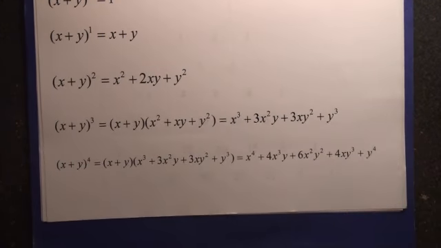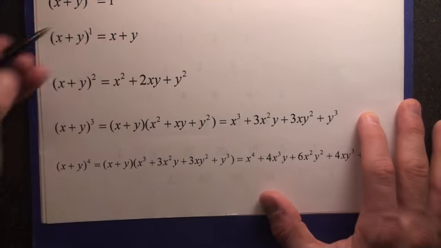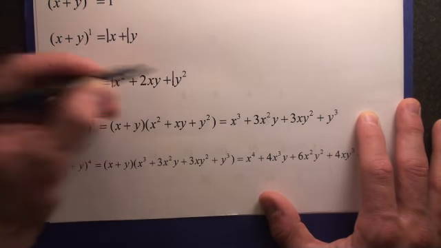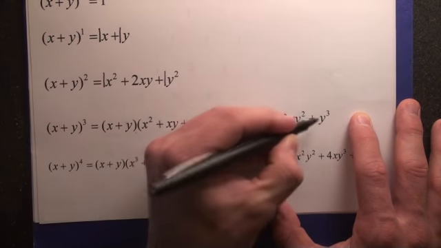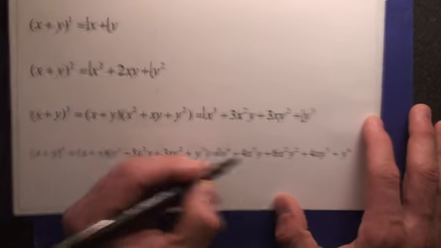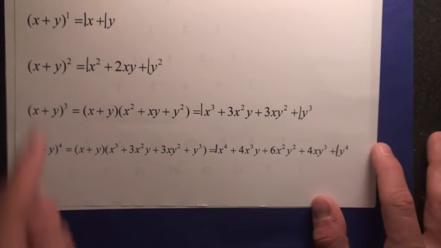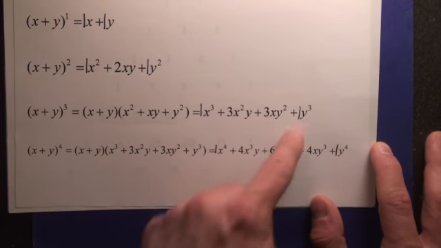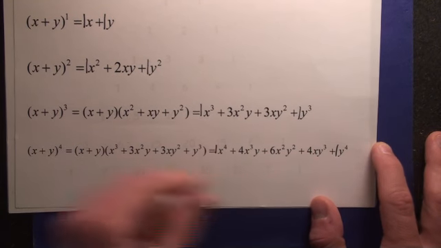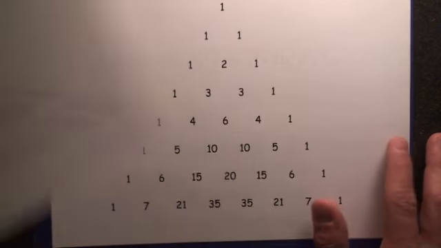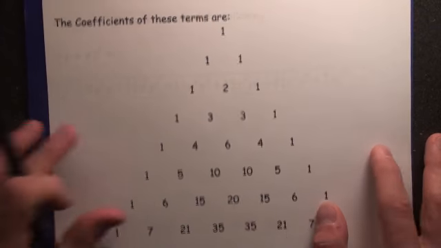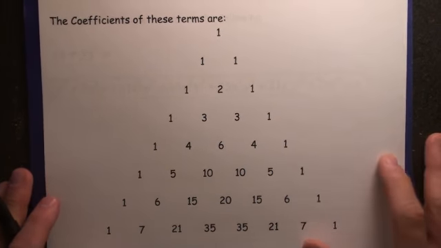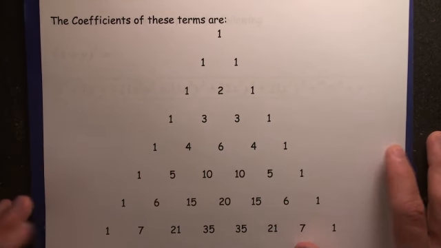Now, as it turns out, each of these coefficients, if you were to take these coefficients 1, 1, 1, 1, 2, 1, 1, 3, 3, 1, 1, 4, 6, 4, 1, and put them in a triangle, Pascal's triangle, we would notice a pattern.